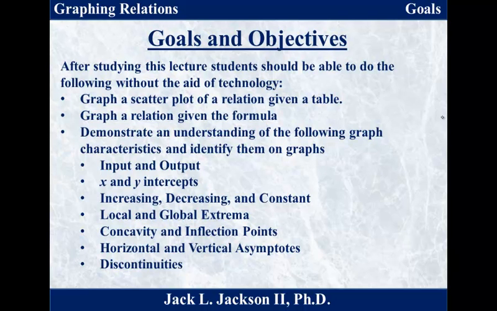How do you take a graph and determine input and output values? If you know an input, find an output. If you know an output, find an input from the graph. Specifically, we should be able to find x and y intercepts, maybe using some knowledge of equations, tables, graphs. Talk about increasing, decreasing, and constant, local and global extrema, concavity, inflection points, horizontal and vertical asymptotes, and discontinuities.